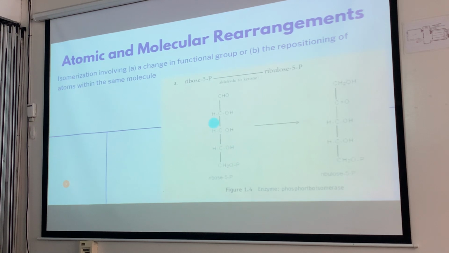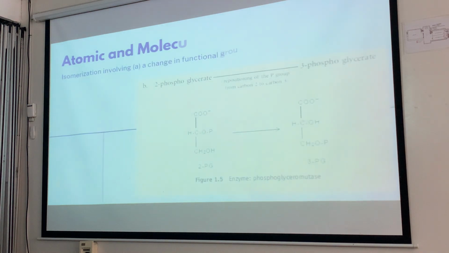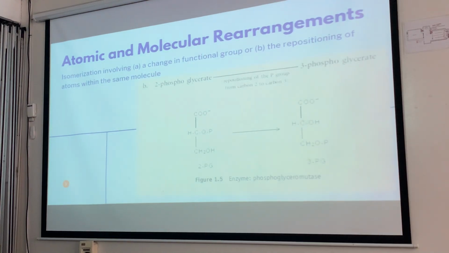So here, you have an aldehyde, okay? Then it becomes a ketone. Which one is transferred? H, no? So you don't need to really remember, just understand the principle.